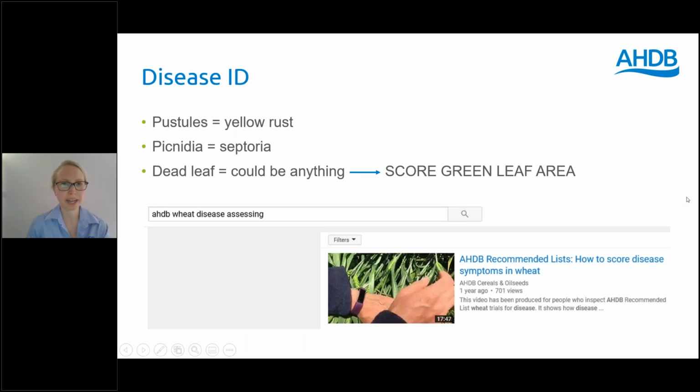So just to recap, if it has pustules, it's yellow rust. If it has pycnidia, it's Septoria. And if there's just some dead leaf that could be anything, then score green leaf area. And we've produced a YouTube video in collaboration with NIAB, which takes you through how to ID diseases and score when you've got a mix of diseases on the leaf. So do go to YouTube and have a look at that.